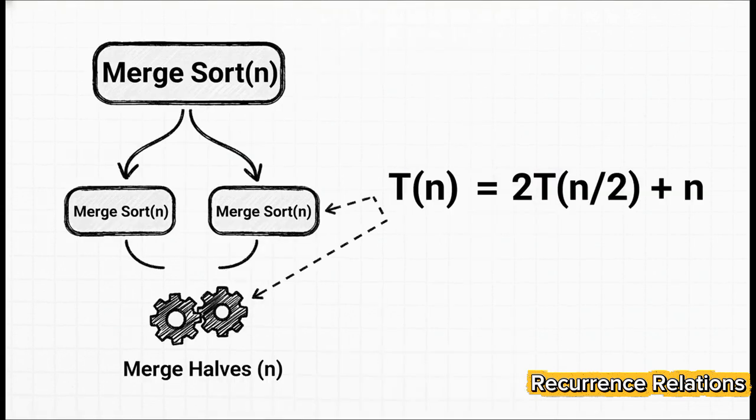Now, what's really fascinating here is how we can translate the algorithm's actions directly into this mathematical equation. Merge sort makes two recursive calls on lists that are half the original size. That gives us the 2T(n/2) part. Then it has to merge those two sorted halves back together, and that work is proportional to the size of the list, so we add plus n, and there you have it.